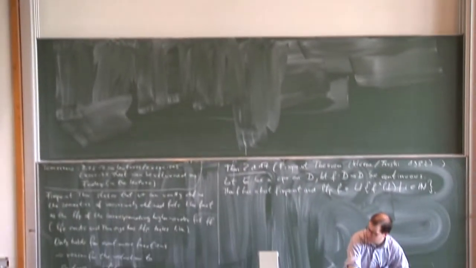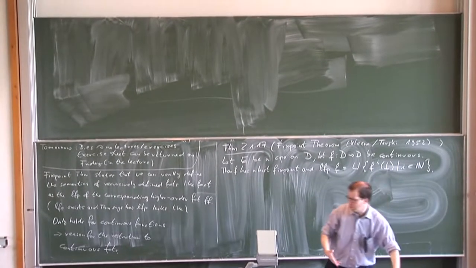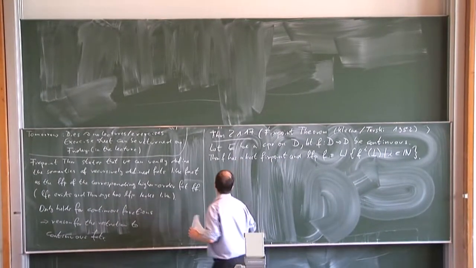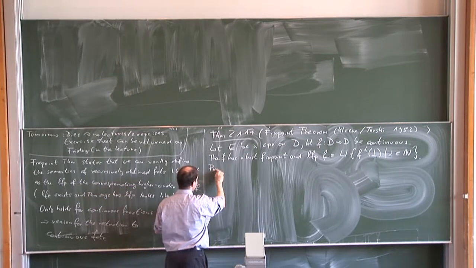But this theorem holds for any function. So this does not only hold for f. It simply says all continuous functions have a least fixed point, and you get it in this way. Okay, we will prove this theorem.